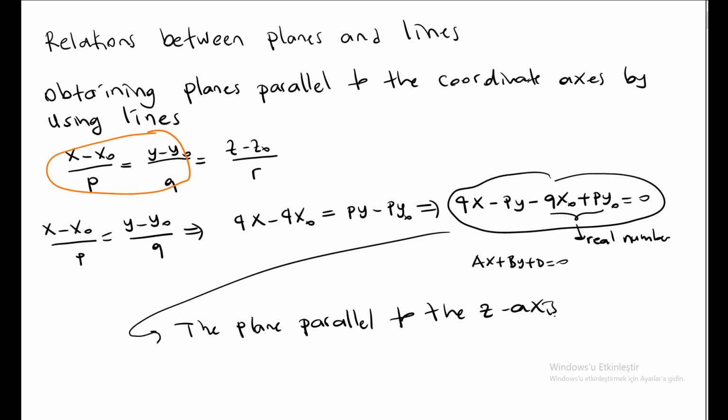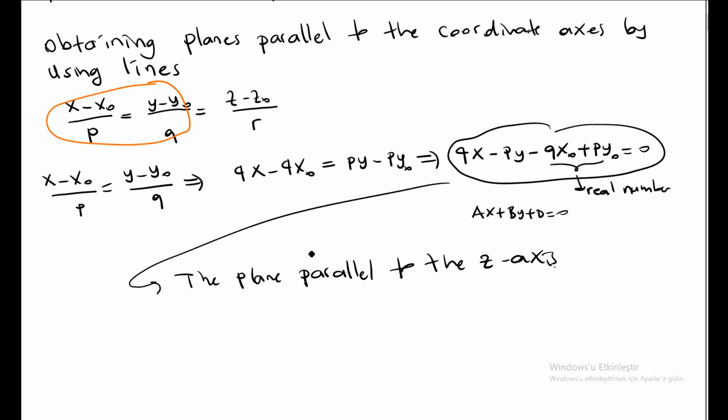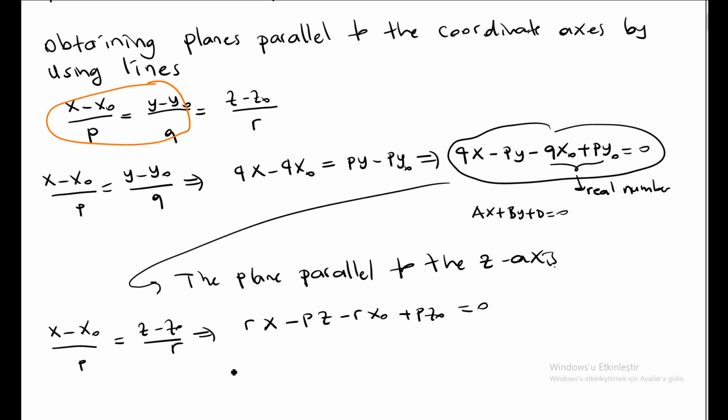So similarly, the other parts. We considered only the first two terms. So consider the others. The other one is this, x minus x sub 0 over p, z minus z sub 0 over r. So if you write this one, you have r times x minus p times z minus r times x sub 0 plus p times z sub 0 equals 0. Also, this is the plane parallel to which axis? Y-axis.